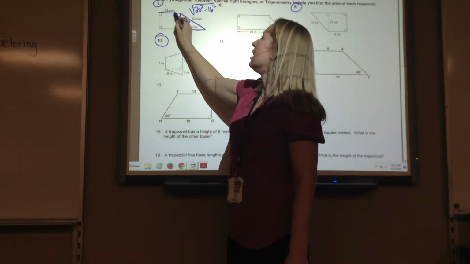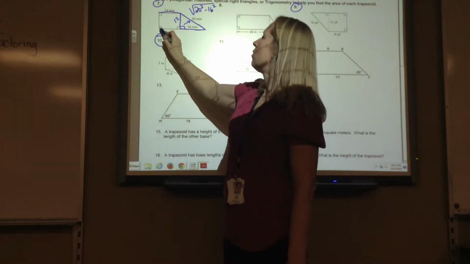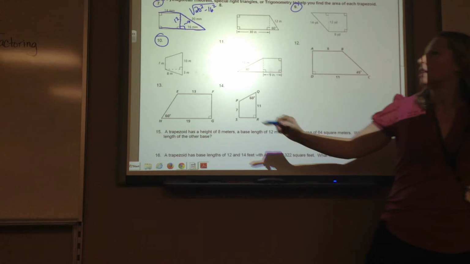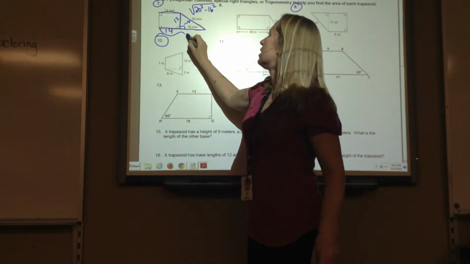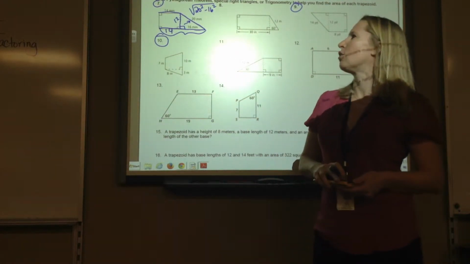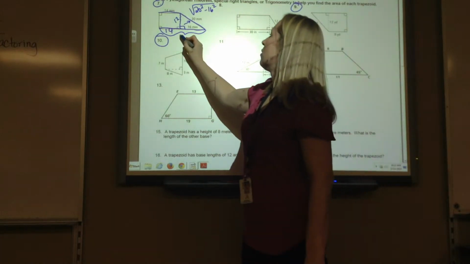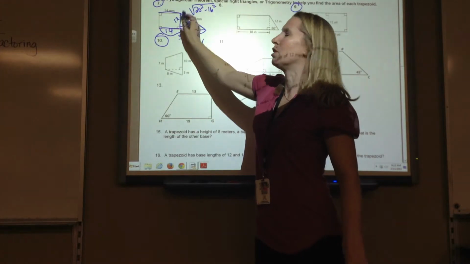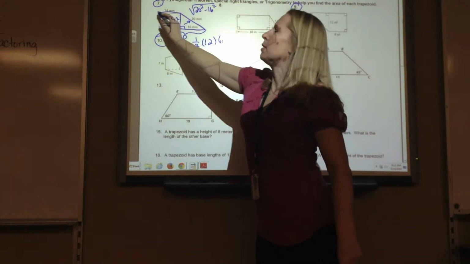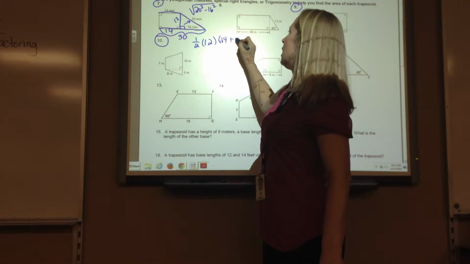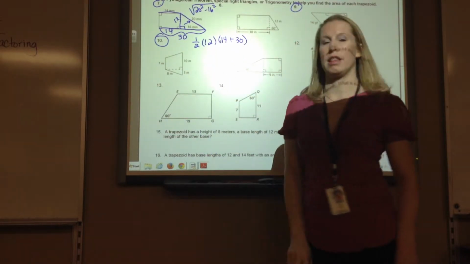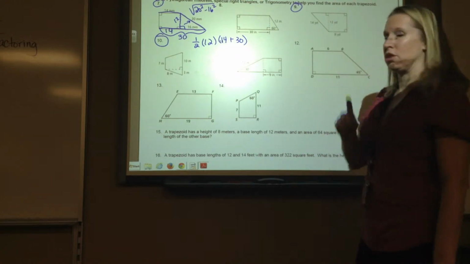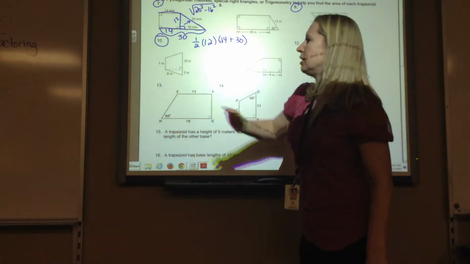If this right here is 14, what do you think that piece right there is? That would also be 14. So what's that entire base? What's 14 plus 16? That would be 30. So you would do 1/2 the height, which is 12, times base 1 plus base 2, and then you'll get the area for that one. I'll let you type that in the calculator. You will also need to do Pythagorean theorem on 9 and 10.